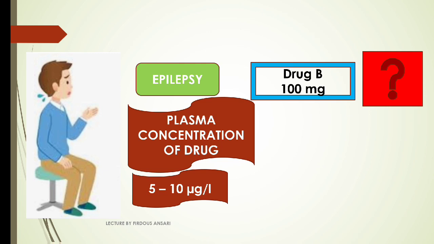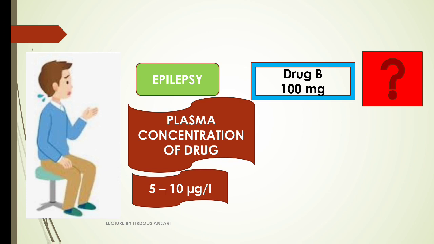So what the doctor will do is prescribe the drug for 1 week, and after 1 week the doctor will check the plasma concentration of the drug. Suppose in one individual who was taking drug B of 100 mg for nearly 1 week, the plasma concentration is around 6 microgram per liter. That means it is okay. In a second individual taking drug B 100 mg for nearly 1 week, the plasma concentration appears to be just 3 microgram per liter. So in that case, the doctor will increase the dose of the drug.